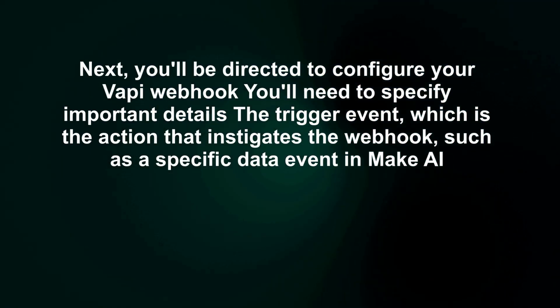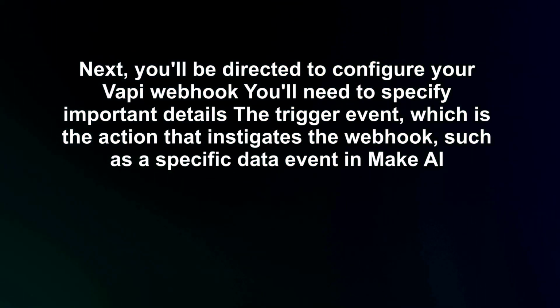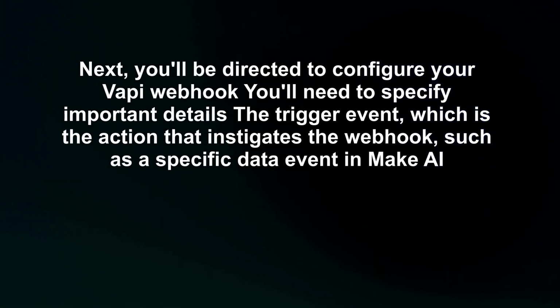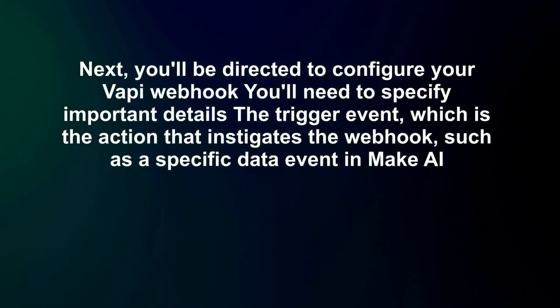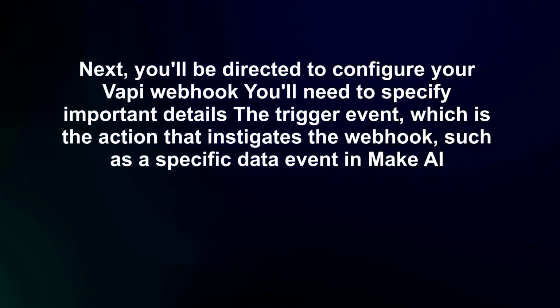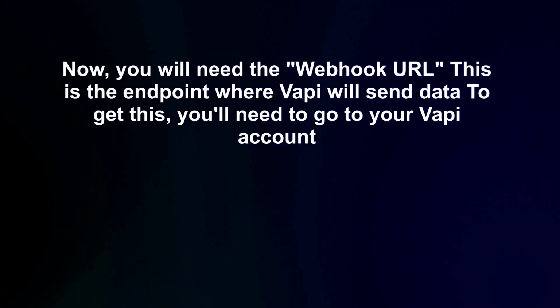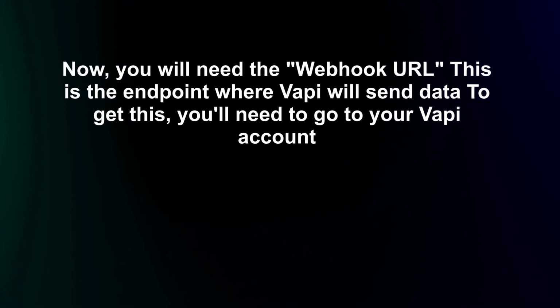Next, you'll be directed to configure your Vapi webhook. You'll need to specify important details: the trigger event, which is the action that instigates the webhook, such as a specific data event in Make AI. Now, you will need the Webhook URL. This is the endpoint where Vapi will send data.